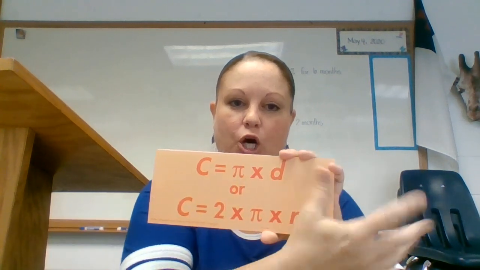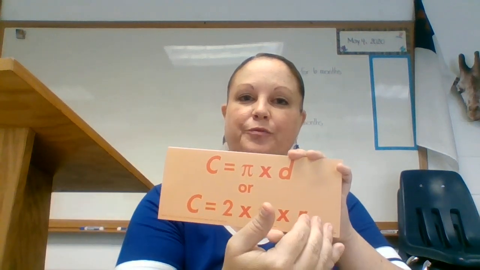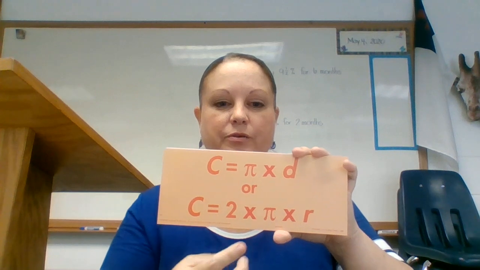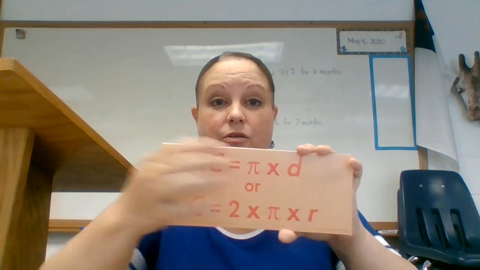All right, pi times diameter. Diameter is a long word. Circumference is a long word. Diameter is the longer measurement. That's what we want to use. And if they give us a radius, we're going to have to double it. Okay, so pi times diameter, circumference of a circle.